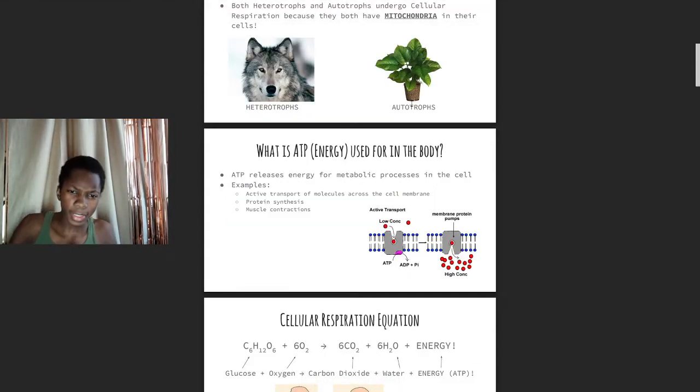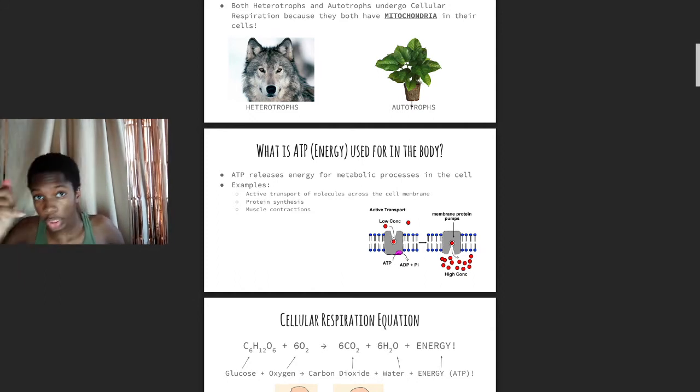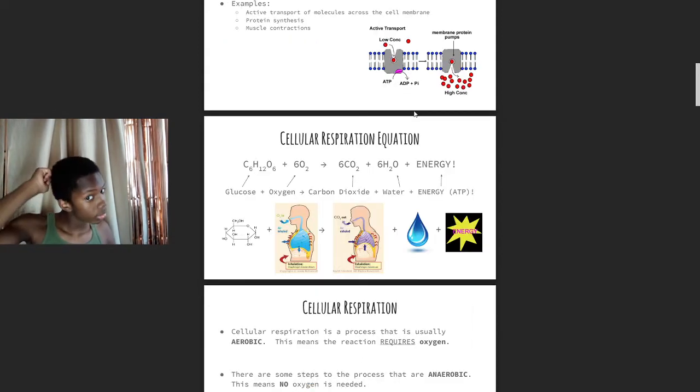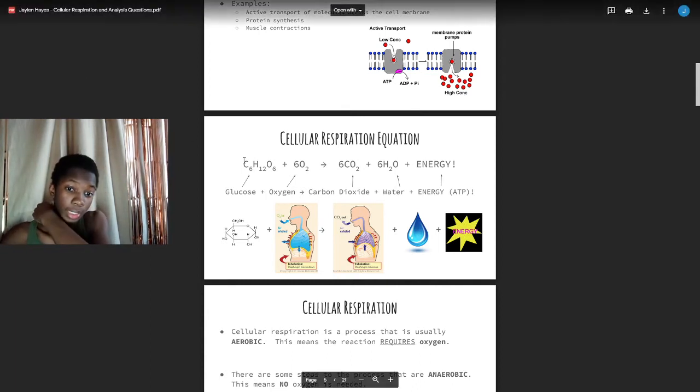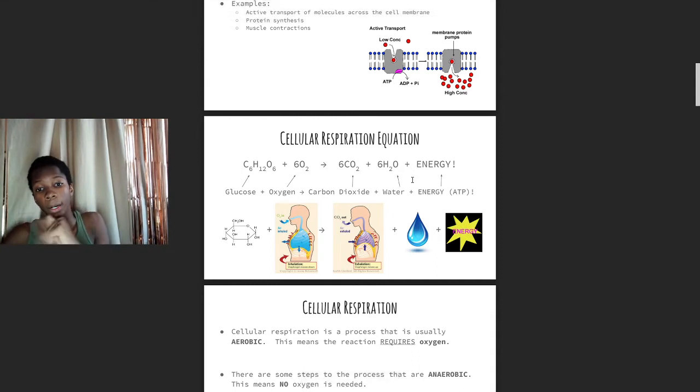And what is ATP energy used for in the body? Now, ATP releases energy for metabolic processes in the cell. Examples of this are active transport of molecules across the cell membrane, protein synthesis, and muscle contractions. Make sure you're taking notes on this because you may need to know this.